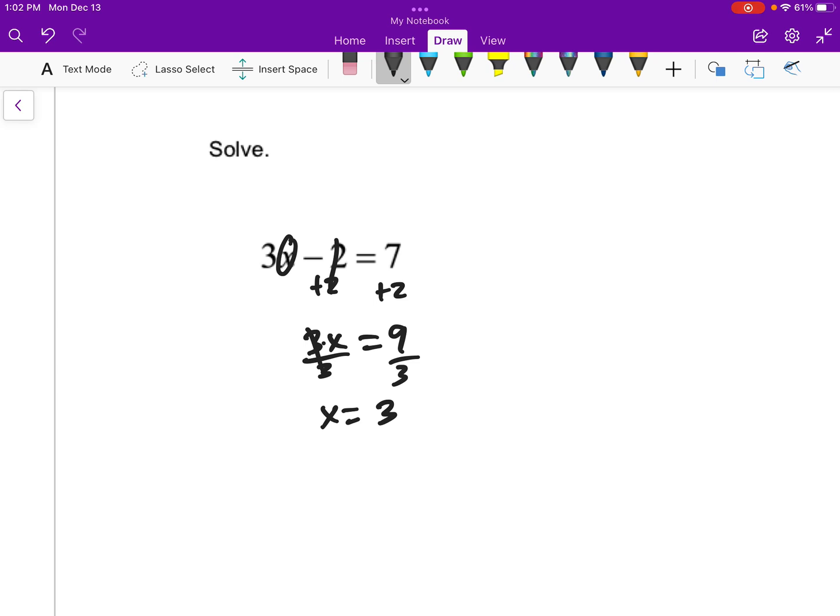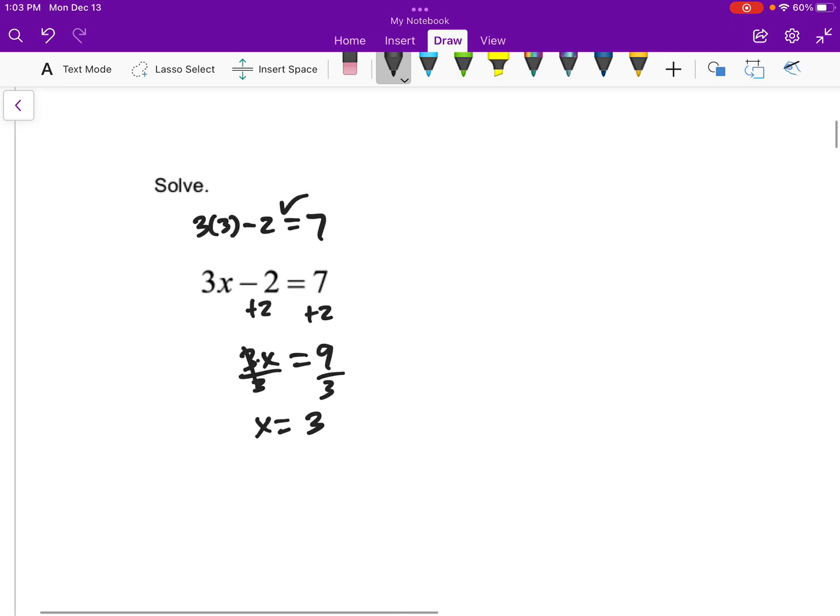What that really means, if I've solved for x, is if I put x back up in my equation, it should make the equation work. So if I have 3 times 3 minus 2 equals 7, let's see, 3 times 3 is 9, 9 minus 2 is 7. It checks out. And you guys have been solving equations like that for a long time.